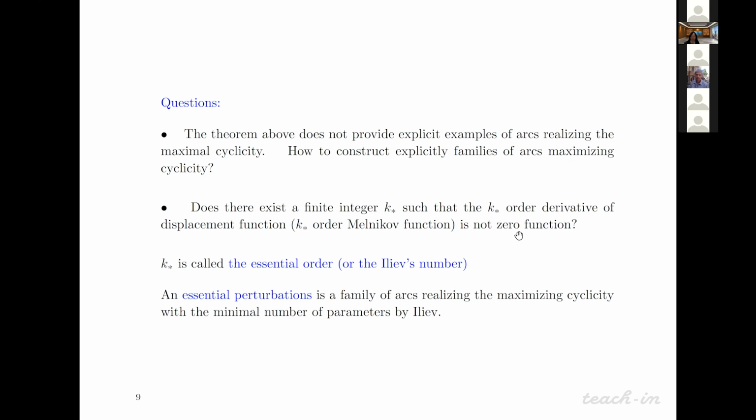So you can use the k star Melnikov function and count its zeros to get the number of limit cycles. Usually we call this case study the essential order, or the Iliev number, because Iliev first considered this problem. And this perturbation we usually call the essential perturbation.